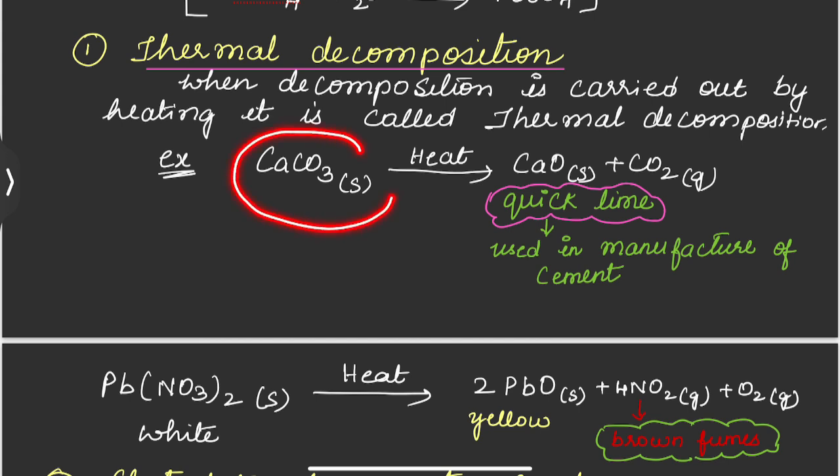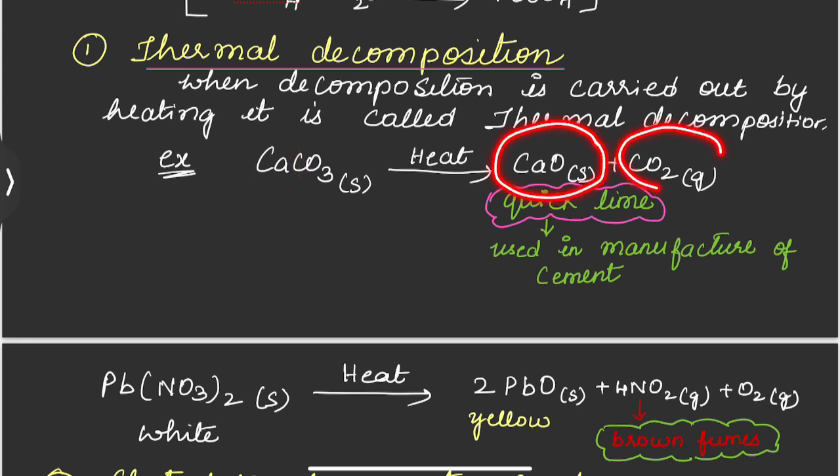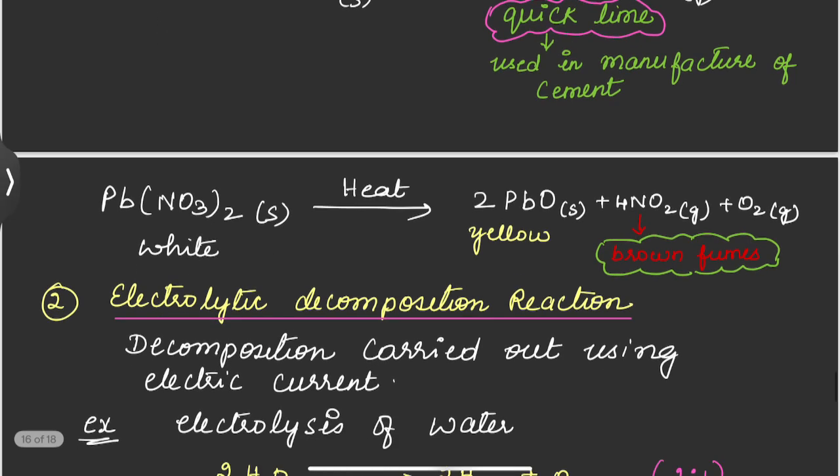For example, take calcium carbonate. CaCO3 is called calcium carbonate. It is a white crystalline solid. Start heating this; we are providing heat. When it is heated, it decomposes into calcium oxide, and carbon dioxide gas is liberated. Calcium oxide is also called quicklime, and where it is used, this is very important: it is used in the manufacture of cement.